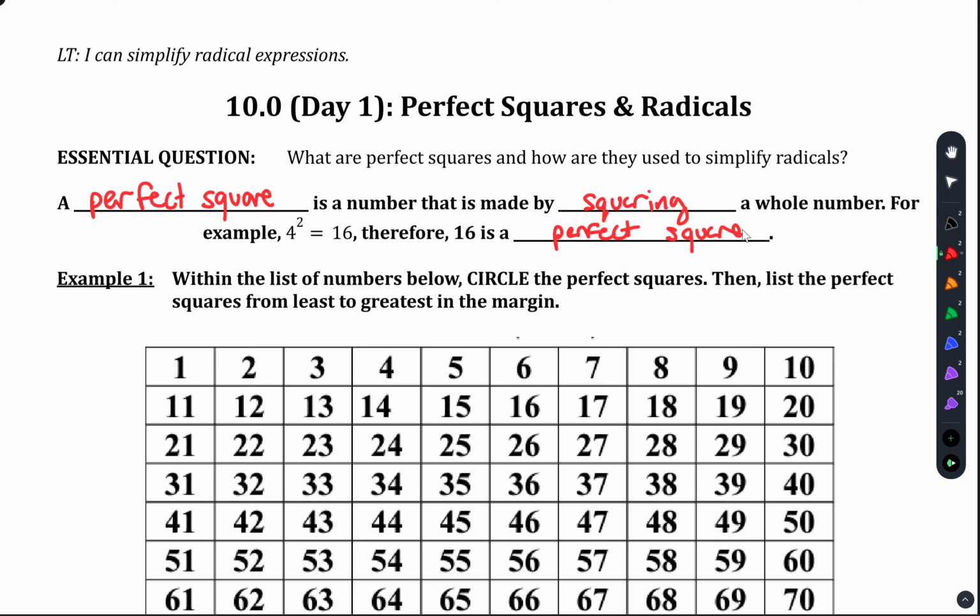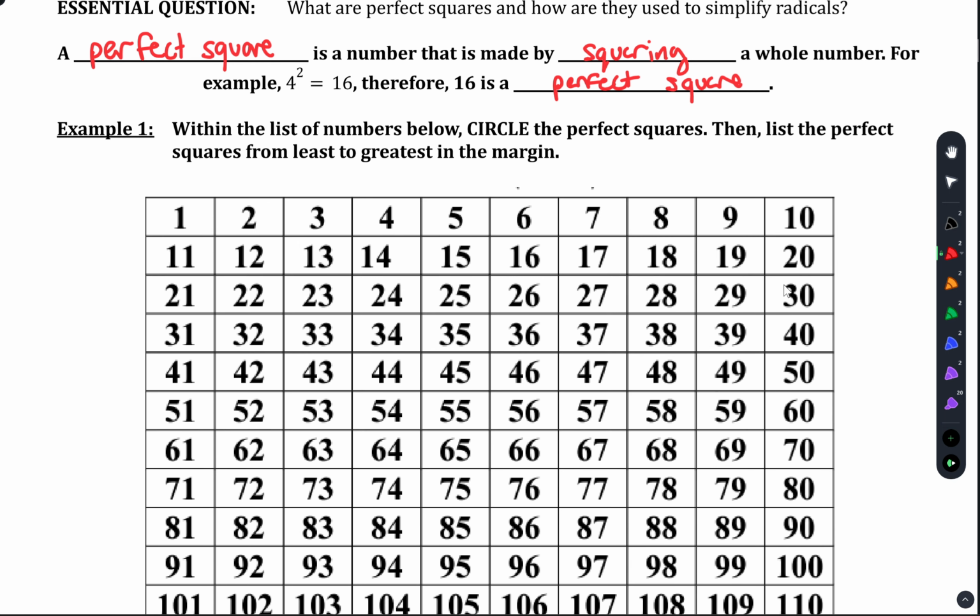That name is coming from us thinking about literally a square. If that square has sides 4 and 4, its area is 16. All of those areas of those squares are perfect squares. So let's look at this list. We're going to go one by one.